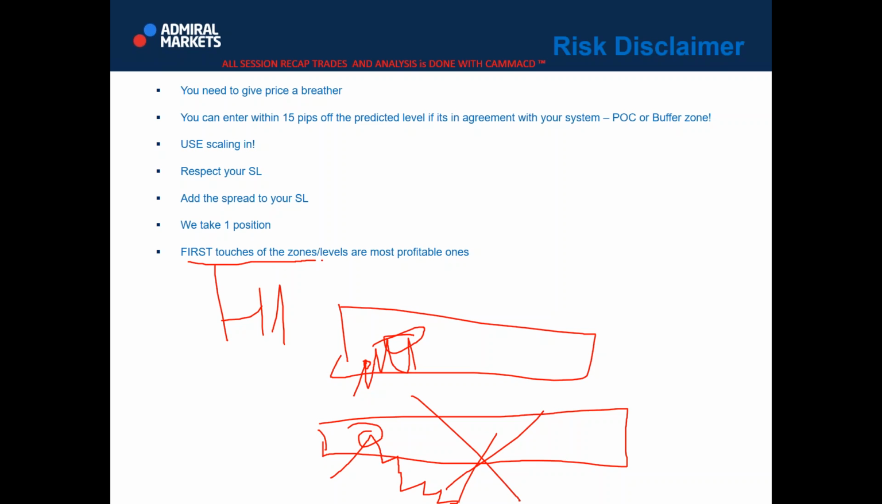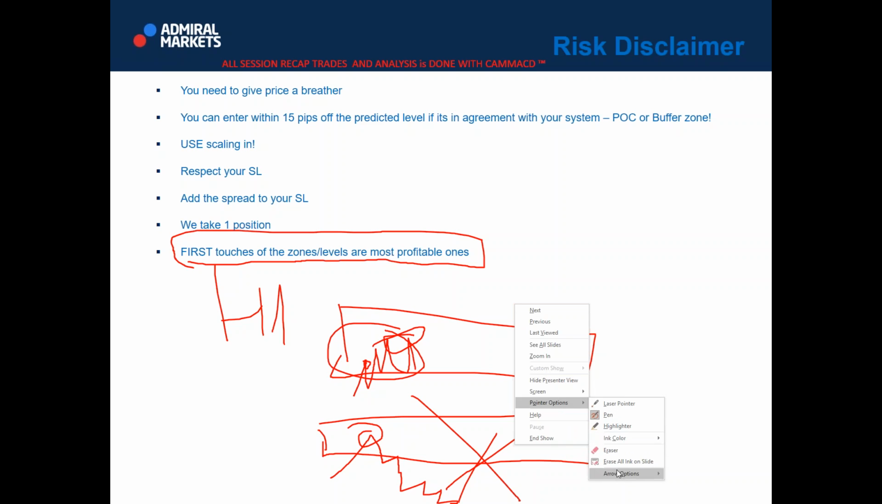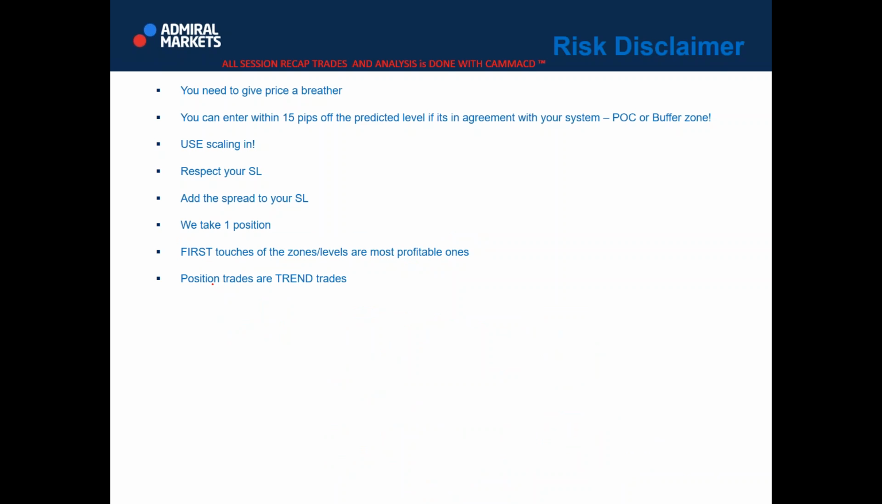First touches of the zones, levels, are most profitable. First touch or first touches like this. This is still the first touch, right? Because see, the price is still within the zone. So that is always the safest way to go.